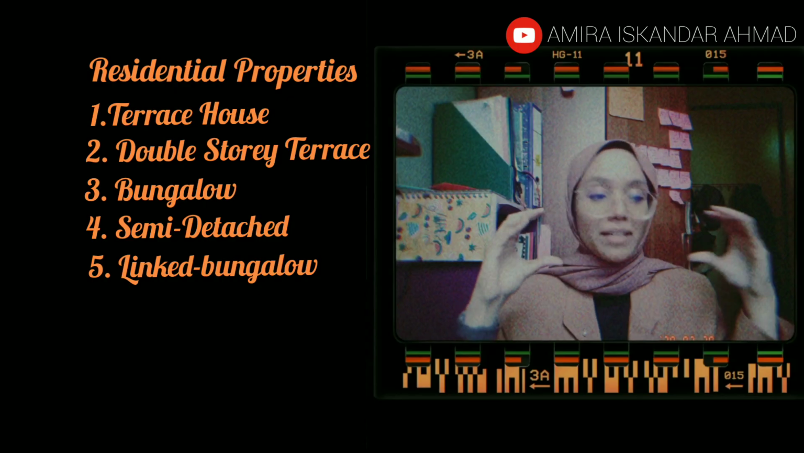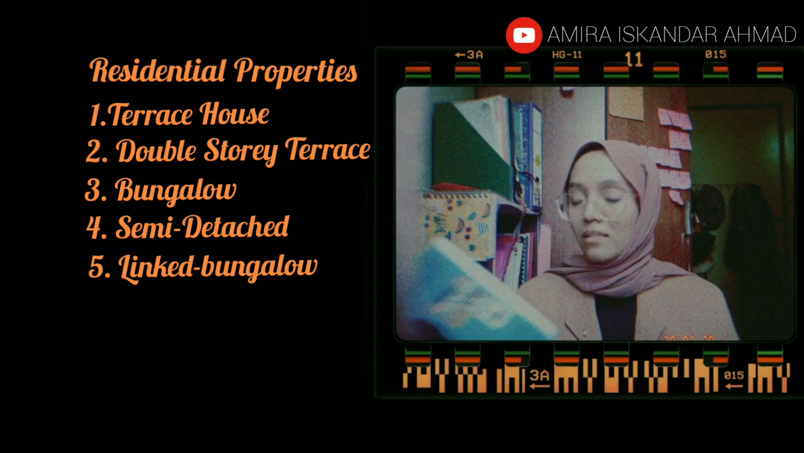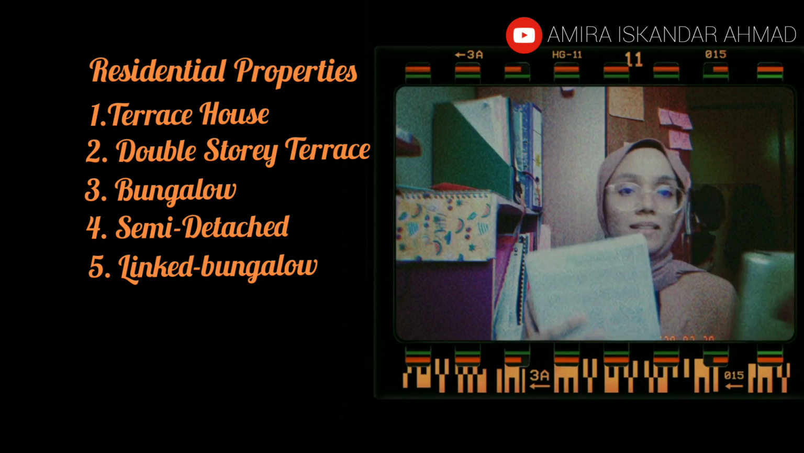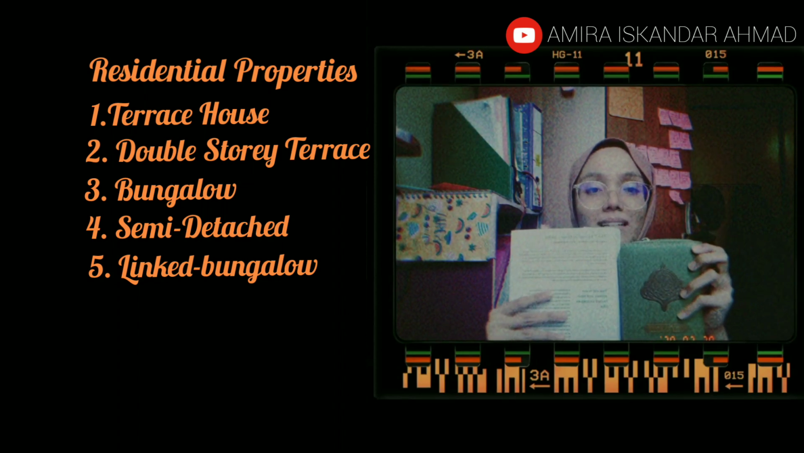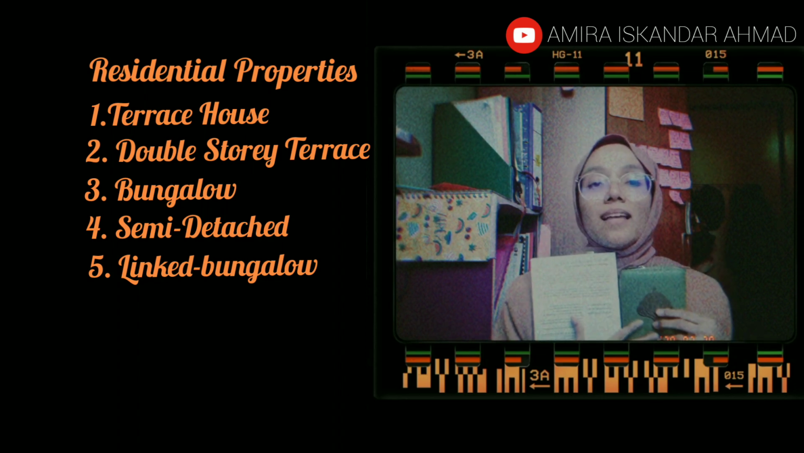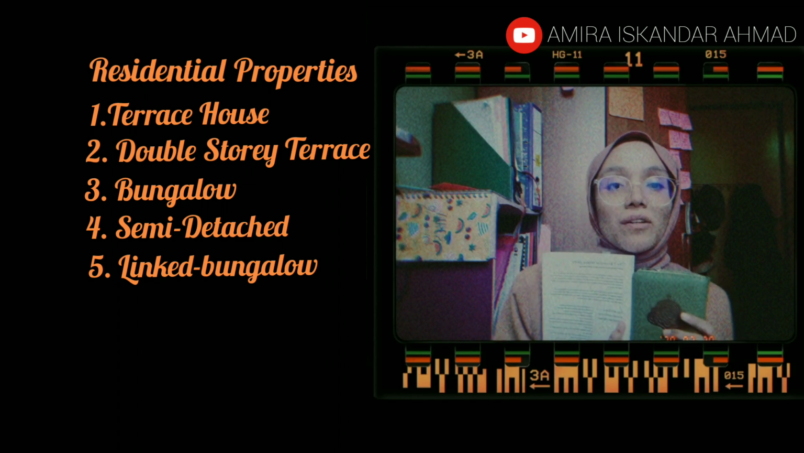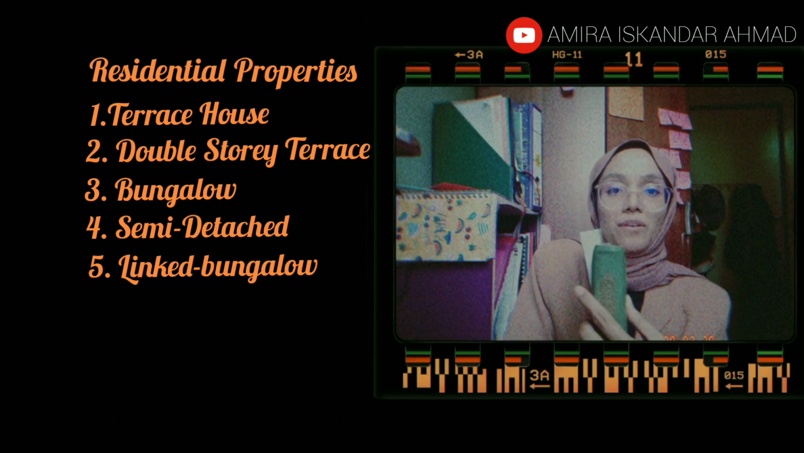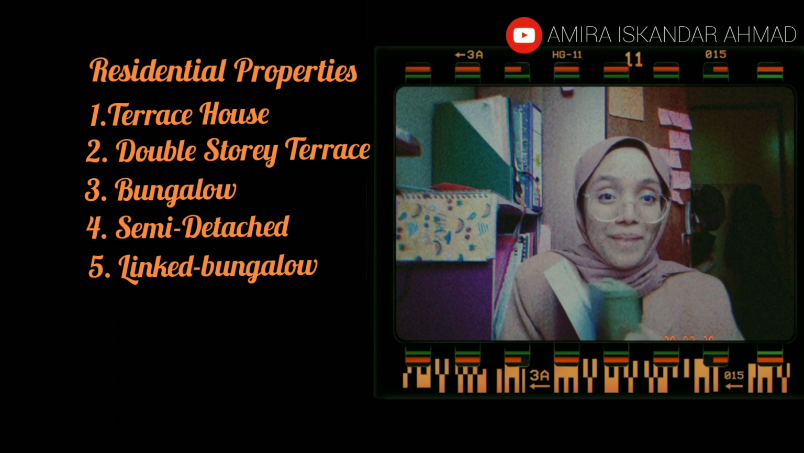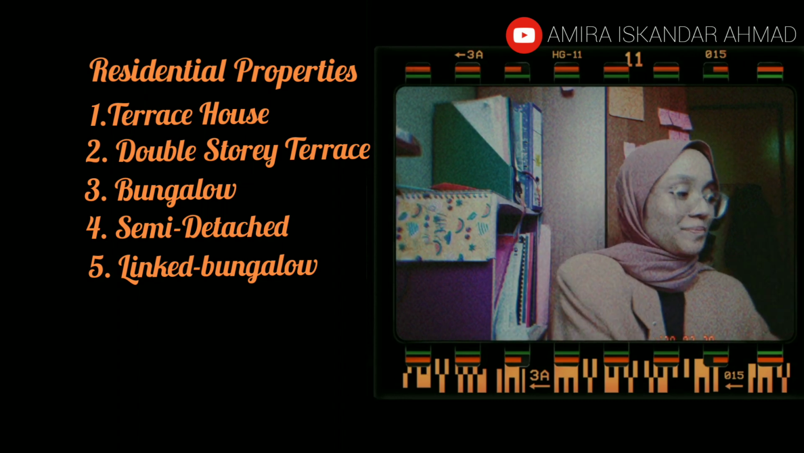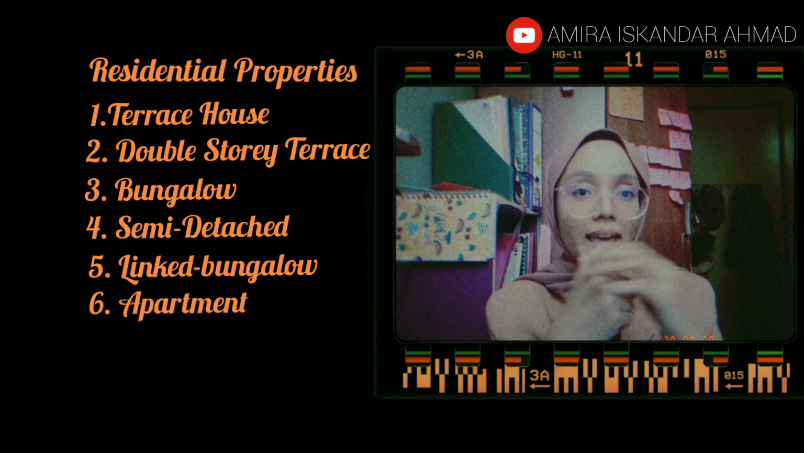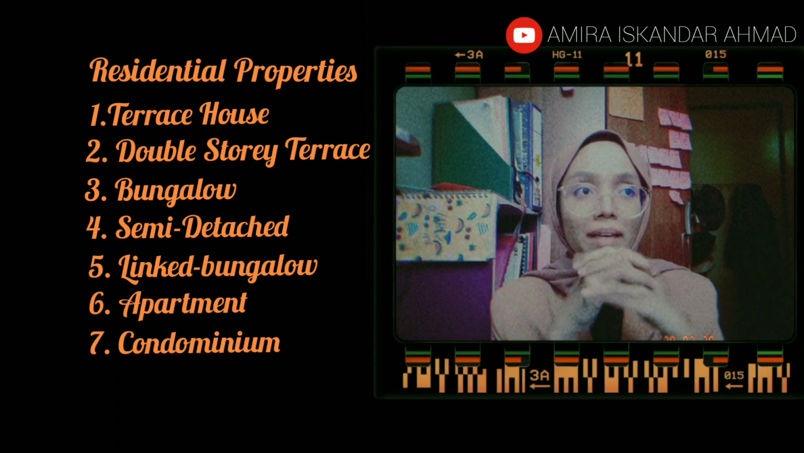So it is something like semi-D. For example, semi-D looks like this. So the entrance is from the front, and for a linked bungalow it is this way. So from here it looks like a bungalow, but it is actually linked to the house at the back. Yep. And it also includes apartments and condominiums.